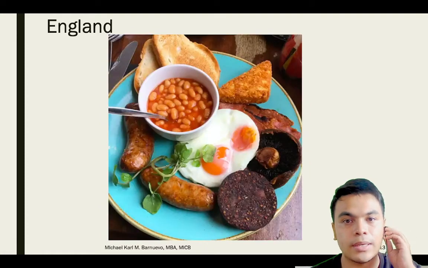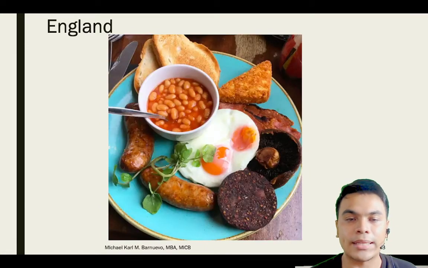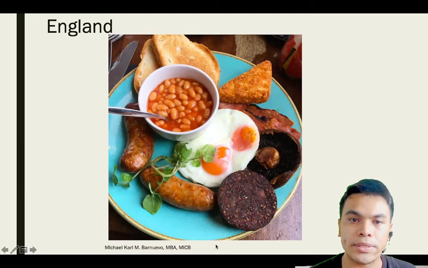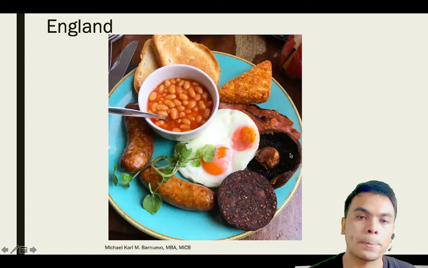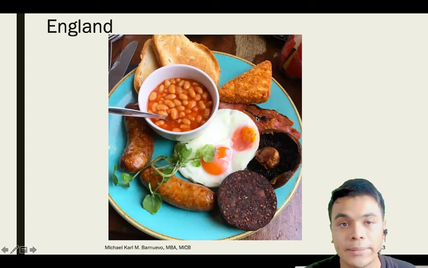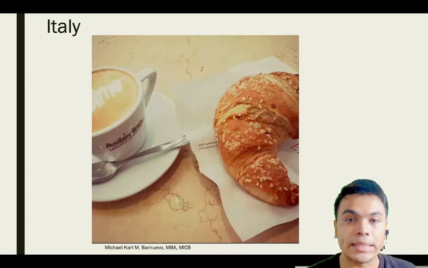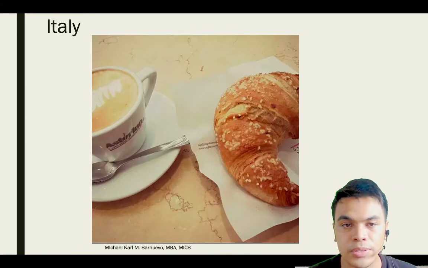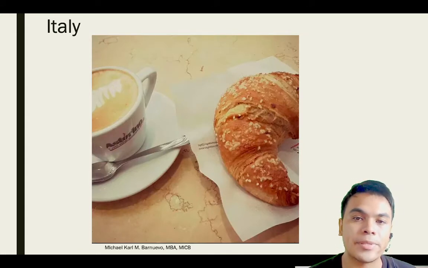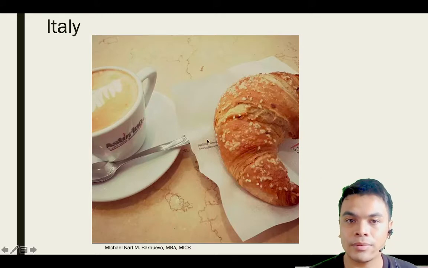Excuse me. In England, this is what we call the English breakfast. It's a complete breakfast, with two eggs, sausages, and sweets. We have carbs, bread, and sausage, protein. It's a complete meal for English people. In Italy, they just prefer a croissant with coffee. Simple as that. Or they like pastries coupled with coffee.